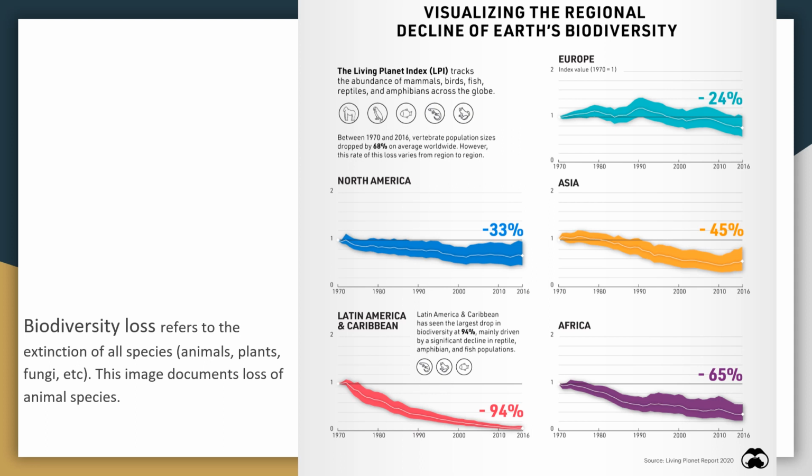I'm showing this graph to convince you that biodiversity loss is happening at a global scale simultaneously in all regions of the world. It's not something that's only happening in the Amazon rainforest. No, it's happening on all continents.